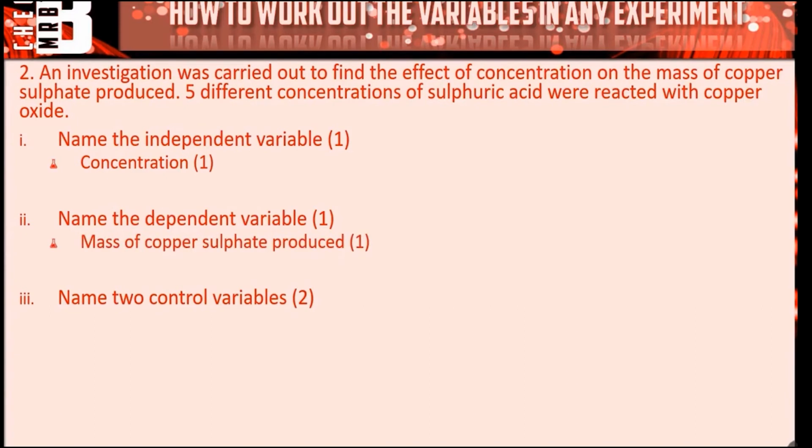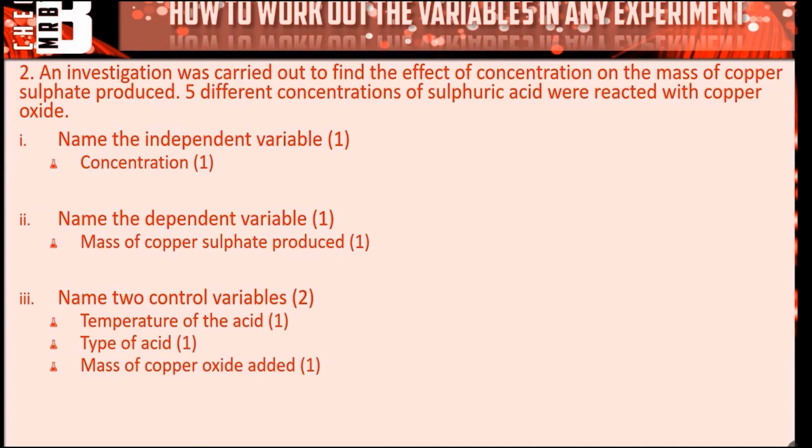And then number 3, name 2 control variables. So it doesn't tell you in the question here, but again, what are we going to be putting in? We're going to have the temperature of the acid being the same. We're going to have the type of acid. We want it to be sulfuric acid. We want it to be the same acid every single time. The mass of copper oxide added, that's got to stay the same. The surface area of copper oxide added. And then the final one, obviously the volume of the acid that we're putting in. So any 2 of those 5 is going to get you your 2 marks for this section.